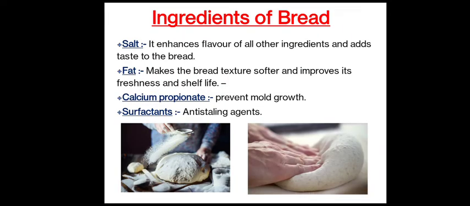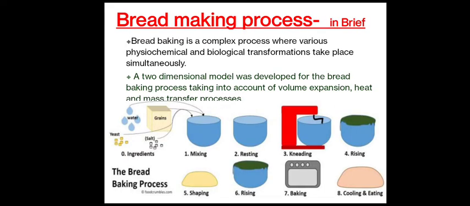Next is salt. It increases the flavor of all other ingredients and adds taste to the bread. Fat makes the bread texture softer and improves its freshness and shelf life. Calcium propionate is used as a chemical preservative that prevents mold growth. Next is surfactant, that is an anti-staling agent. Next is the bread making process.